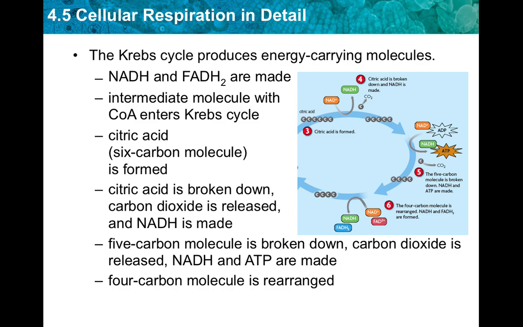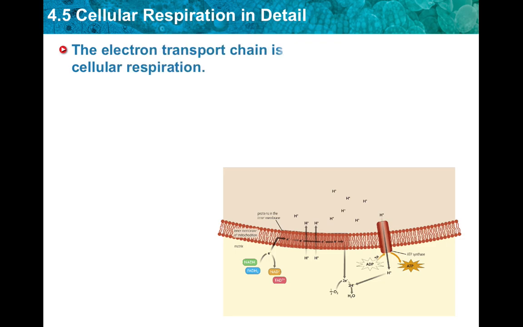Enzymes rearrange the 4-carbon molecules. High energy electrons are released. NADH and FADH2, which act as electron carriers, are made. They both leave the cycle and the 4-carbon molecule stays.